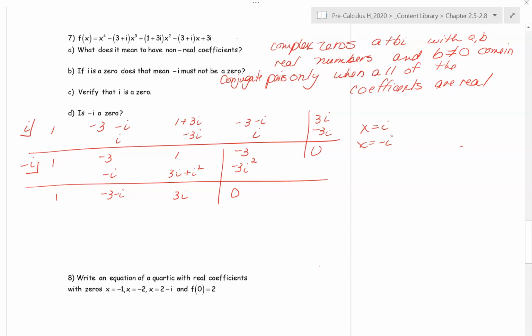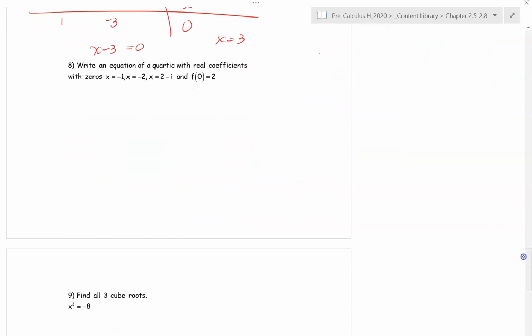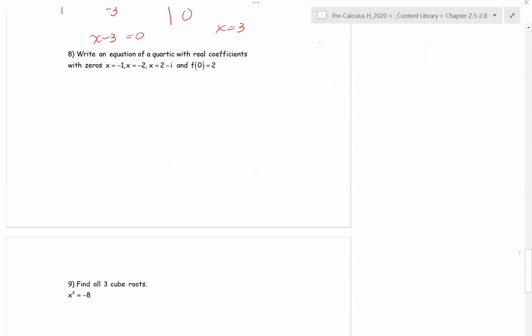But again, if you take a look at this one, I will show you that you could also use synthetic division, and it ends up that for this one, i had multiplicity 2. So again, there was an i without a conjugate pair. So here were the zeros for that one. But again, that's just one way that you could end up with non-real coefficients. So go ahead and pause the video and try problem number 8.